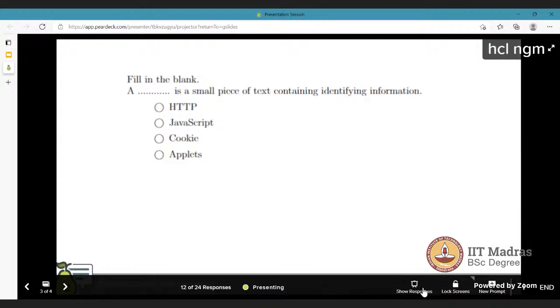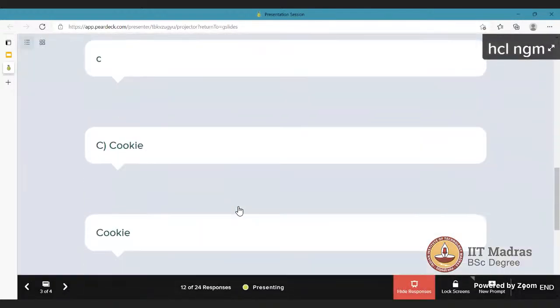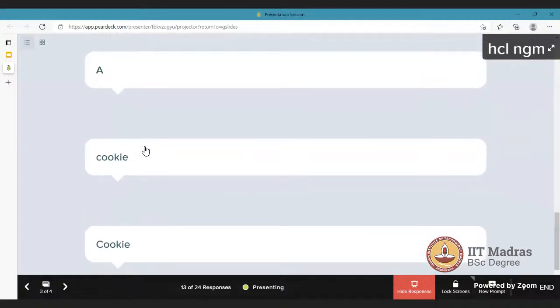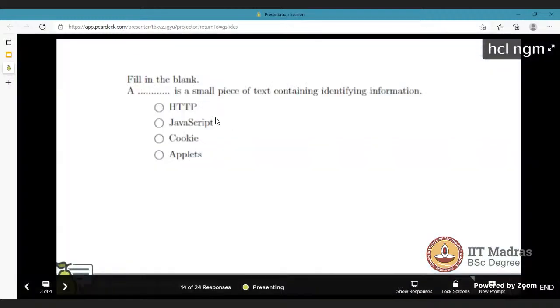So only 12 responses out of 24. Let's see. Cookie. Okay, why A? Can you unmute yourself and tell why A? Anyone? No, HTTP is a protocol. Yes, whatever the question exactly is. So can anyone tell what basically a cookie is? Not from this particular definition, but what it exactly is? Can anybody explain what a cookie is?